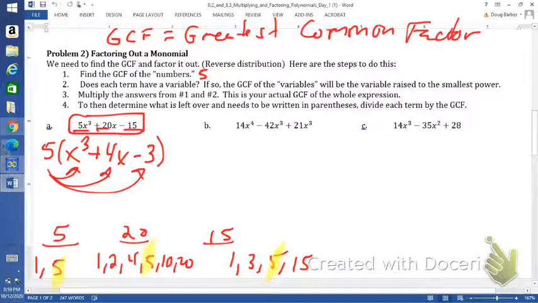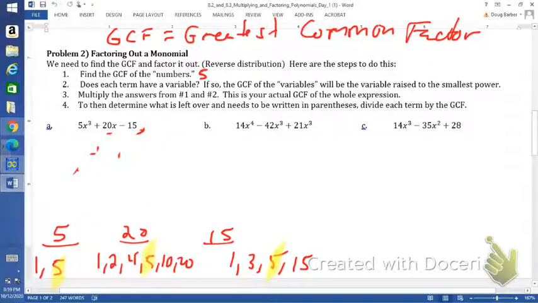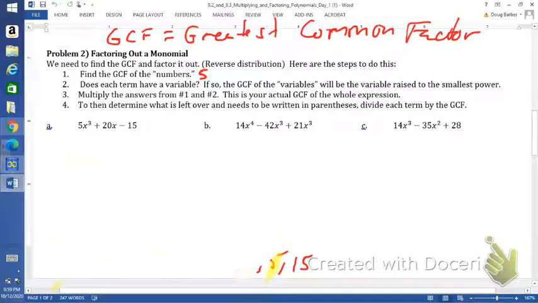Alright, the next one. So we have 14, 42, and 21. The first step is to find the greatest common factor of the numbers. Now we'll keep it positive. Just do the positive number.